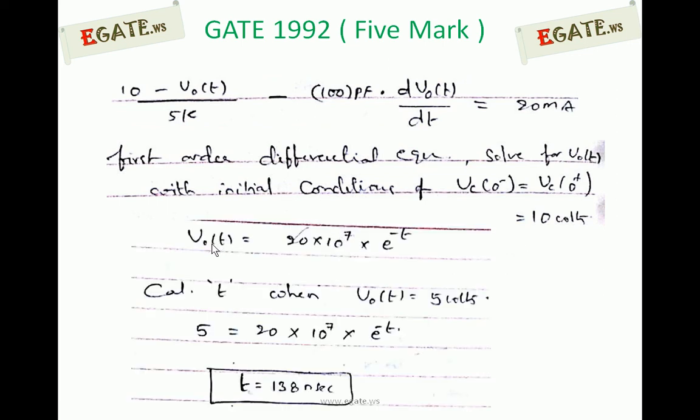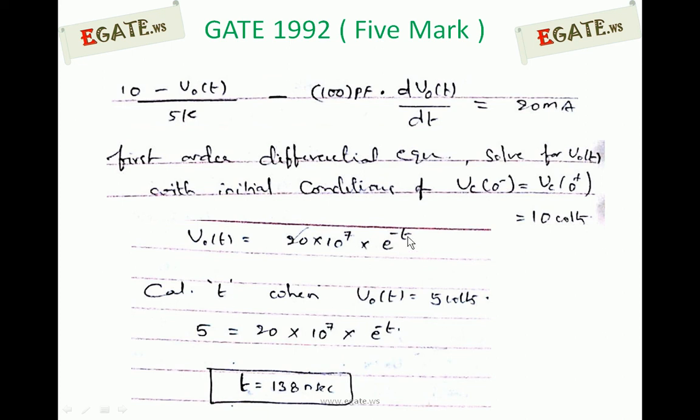By that we can get V0 of t is equal to 20 into 10 power 7 into e power minus t. So this is the equation for the output voltage at any instant of time. Depending on t, you can substitute the t value and you will get the output voltage. Let us assume at time t the output voltage is going to be 5 volts. The output voltage is dropping from 10 volts and it is reaching 5 volts at this point.